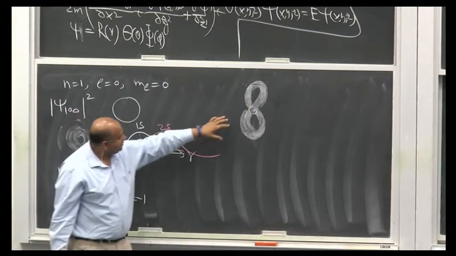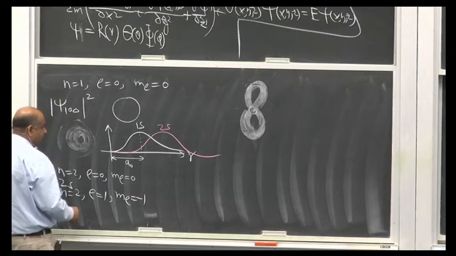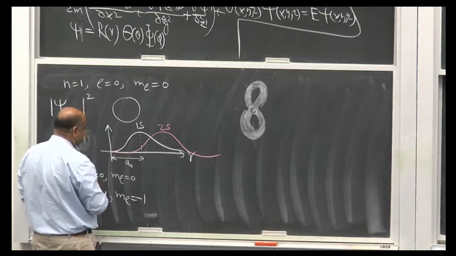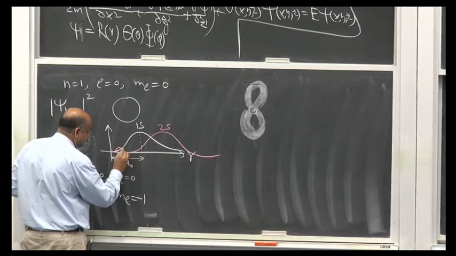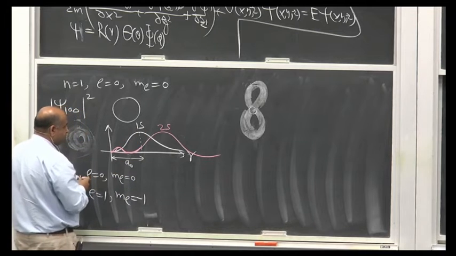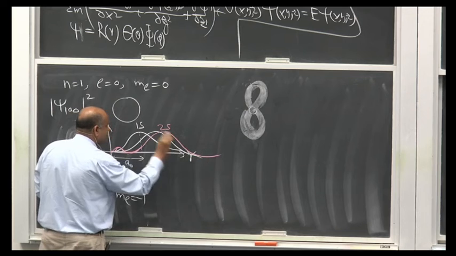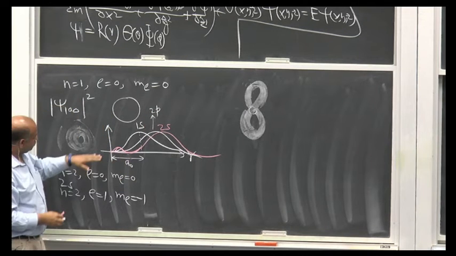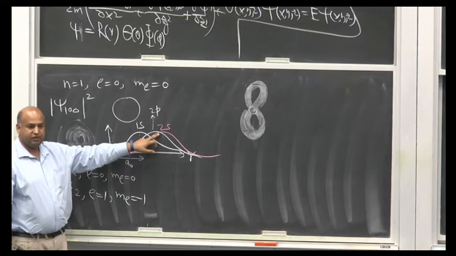But if you look at its radial distribution, it is something like this. I drew this 2s a bit wrong, let me correct. It is basically like this. And the 2p is something like this. So 2p has only one peak. This 2s has two peaks, one small peak here and a large peak here.